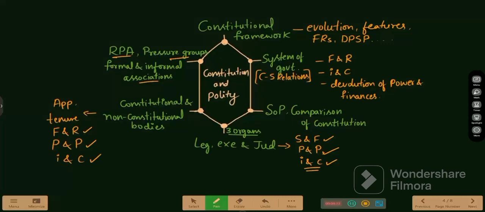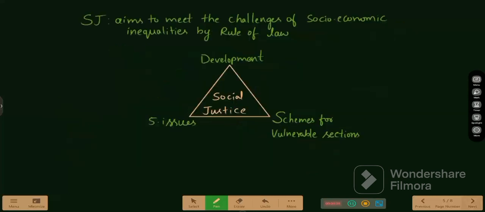Quickly you can revise now. Constitution and polity has 6 major headings or 6 major dimensions: constitutional framework, system of government, separation of power, comparison of constitution with others, 3 organs of government, constitutional and non-constitutional bodies, Representation of People Act and other groups and associations. Now we will move to the next subject, that is social justice.